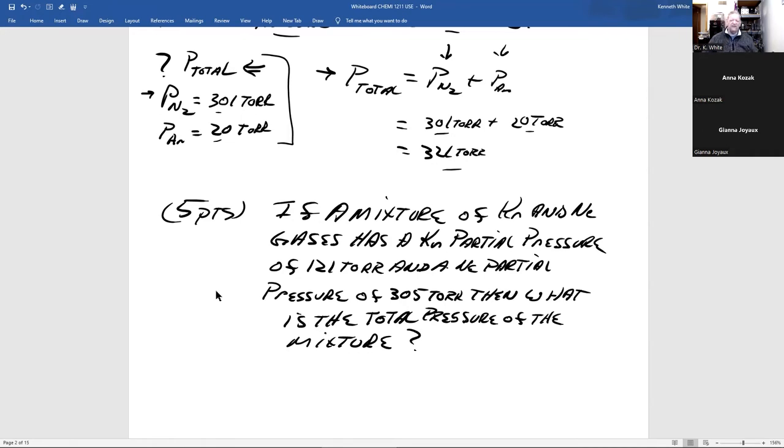All right, 5 points. If a mixture of krypton and neon gases has a krypton partial pressure of 221 torr and a neon partial pressure of 305 torr, then what is the total pressure of the mixture? All right, let's do this stepwise. Your turn. What are you being asked to find? What are you given? Have fun.